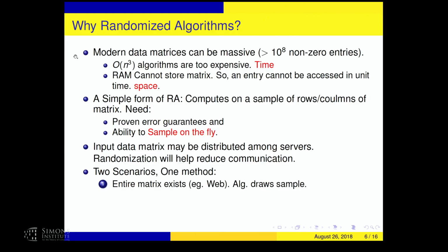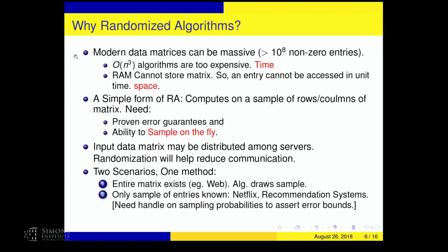Two scenarios and one method. This is something I want to stress. So the scenario that theoretical computer science is familiar with is there is an input to the algorithm, and the input is fixed, and then you can do things with it. That's a view that says the entire matrix exists somewhere, like, for instance, the web's interconnection. The algorithm draws a sample. Perhaps an interesting alternative input would be where only a sample of entries are known, or I can press a button and somebody will give you a sample, but it'll cost you.